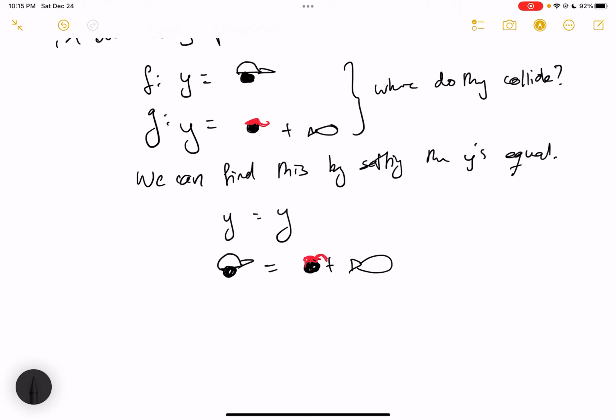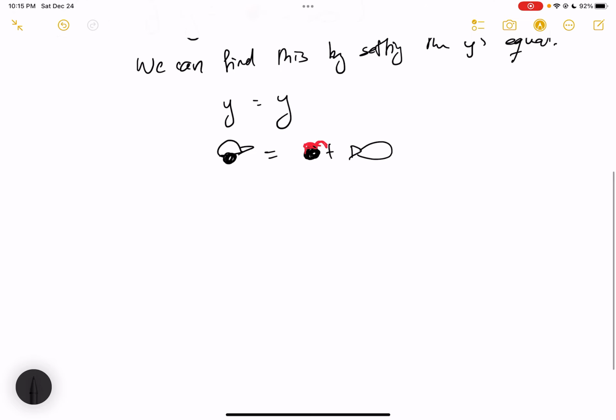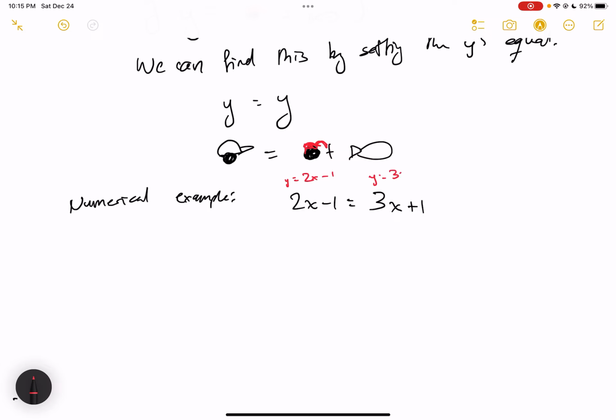So now imagine this, but instead of dot figures and fish, now you imagine it with numbers. So taking a numerical example now, let's say one of the equations was 2x minus 1, and the other one was 3x plus 1. So this came from two equations. One of them was y equals 2x minus 1, which would have been a straight line on a graph, and the other was y equals 3x plus 1. Both of these would have been straight lines on the graph.